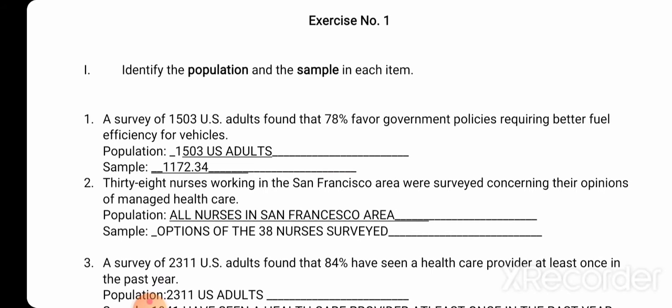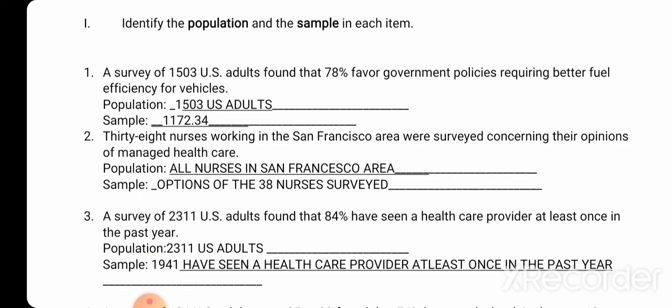Number 1: a survey of 1,503 US adults found that 78% favor government policies requiring better fuel efficiency for vehicles. So the population here is 1,503 US adults, because a population is a collection of all outcomes, responses, measurements, or counts that are of interest. And the sample is 1,172.34, because a sample is just a subset or a part of a population.